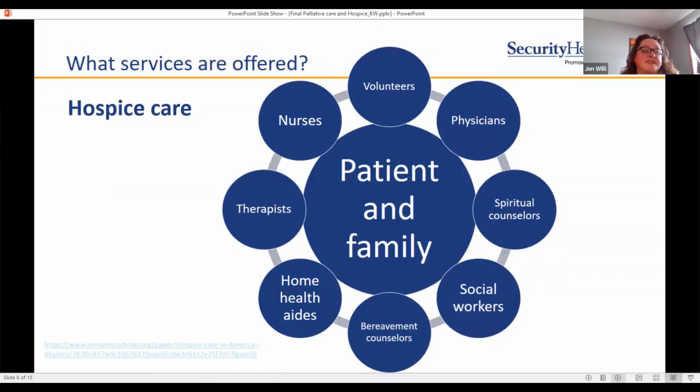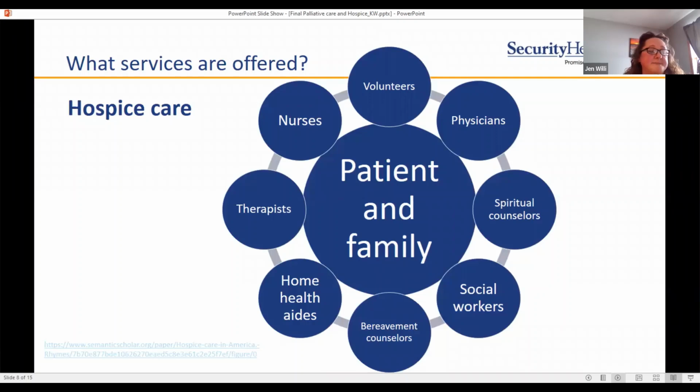So for hospice services, you will see there's a lot more circles and a lot more people involved with hospice than with palliative care. And this is not because those services aren't available to people on palliative care programs, but because when someone is on hospice, the idea is that typically the services need to go to the person just due to the severity of their illness.